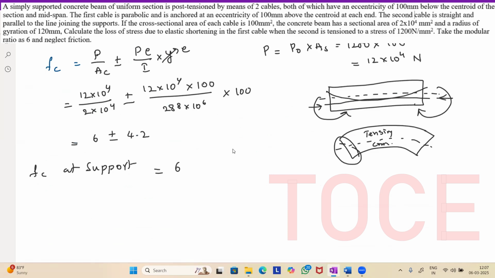is equal to 6 minus 4.2. Here we'll take minus. It will be 1.8 Newton per mm square, and FC at center is equal to 6 plus 4.2, because at the center, the tendon comes below the neutral axis. So we'll take plus because it is in compression. So it is 10.2 Newton per mm square.